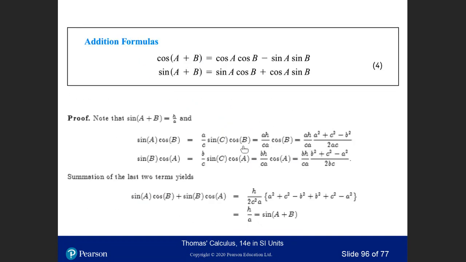Now cosine B is equal to, here you have the A's cancel out, you have H over C. Now cosine B is equal to A squared plus C squared minus B squared divided by 2AC, the law of cosines. So here you have this.